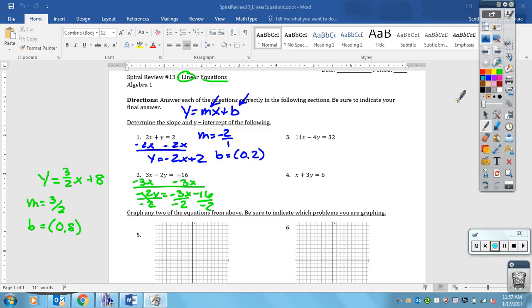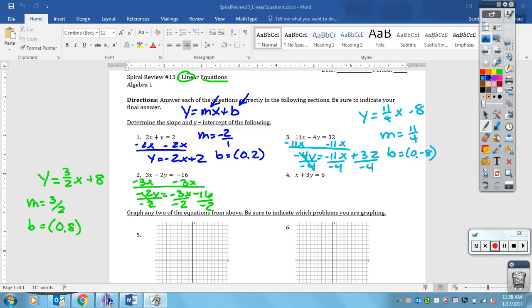Number 3, minus 11x, negative 4y equals negative 11x plus 32. Every term gets divided by a negative 4. Y equals a negative over negative is a positive 11 over 4x. 32 divided by 4 is minus 8. So my slope is 11 over 4, and my y-intercept is (0, negative 8) this time.